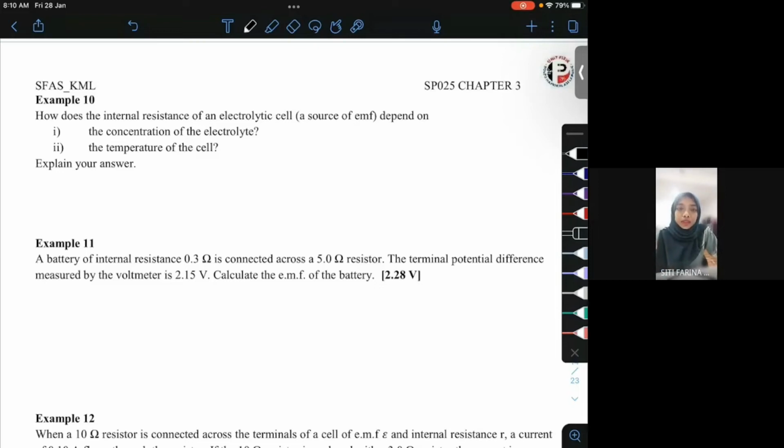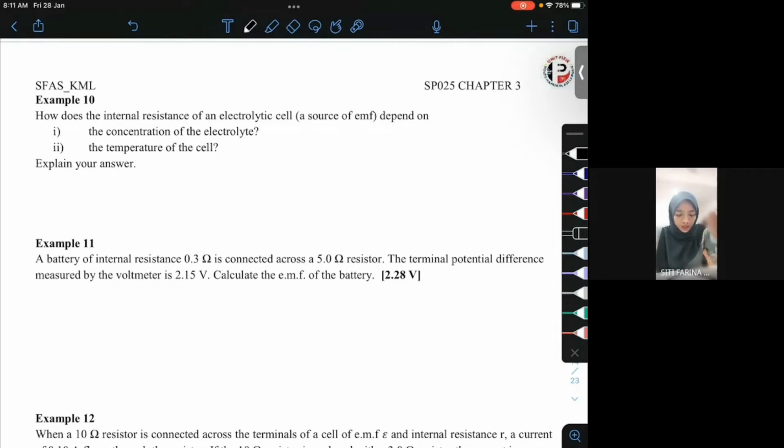So kita akan mulakan perbincangan kita for 3.4, example 10, 12 dan juga 13. So for example 10, we have a question such that how does the internal resistance of an electrolyte depend on the concentration of the electrolytes and also the temperature of the cell. Just to explain your answer.